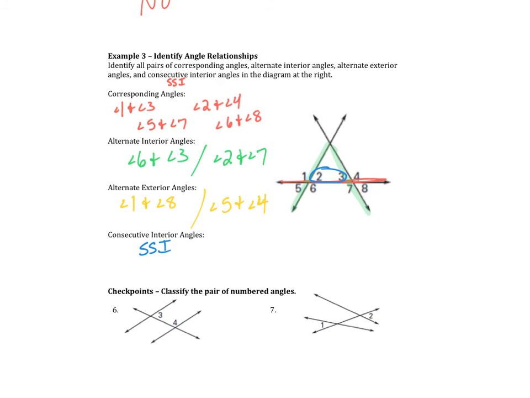And then the consecutive interior angles, or what I would call same side interior angles. Inside the green lines are angle 2 and 3. And they're on the same side of the transversal. The other pair, 6 and 7. They're on the inside of the green lines and the same side of the transversal.